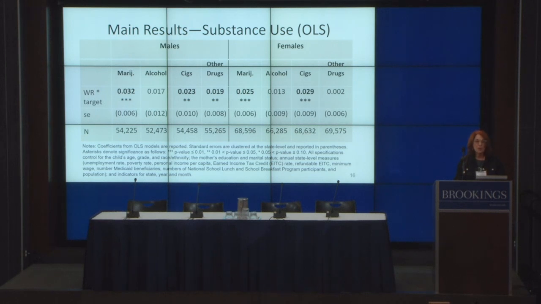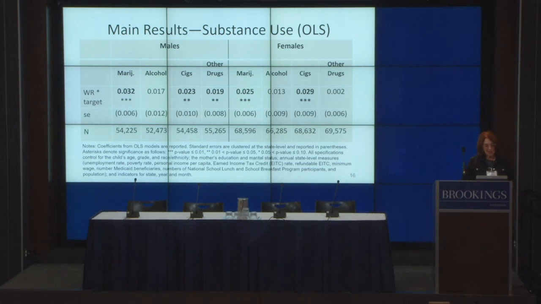So this is really what our main results are for our substance use. What you want to see is that top number and the stars. The stars indicate statistical significance. So because of welfare reform and being in the target group, these boys were about 3.2 percentage points more likely to use marijuana after welfare reform, just as a very simple way to interpret these.